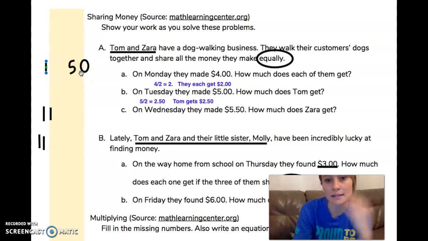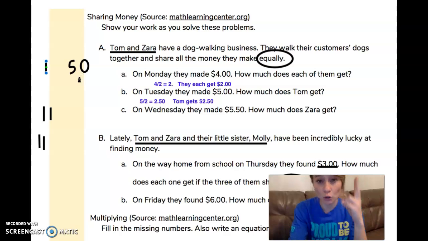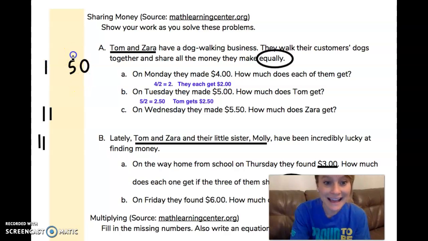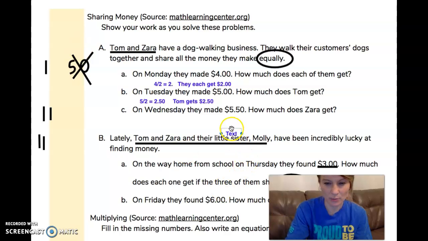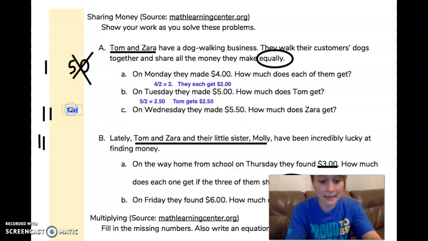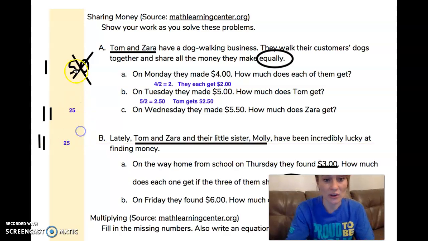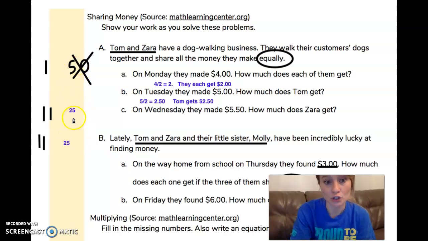Can 50 cents get cut in half? If I have 2 quarters, can I split that up? Yes. 50 cents can get cut into 25. Oh, I don't know if they'll let me write that. I'll probably just put it here. 50 cents can get cut into 25 cents and 25 cents. So I just broke up that 50 cents into 2 separate quarters.